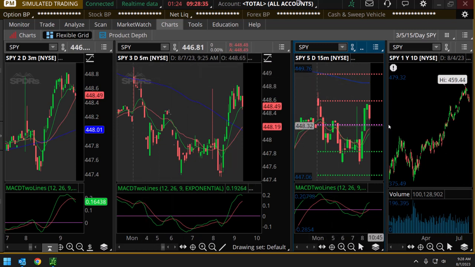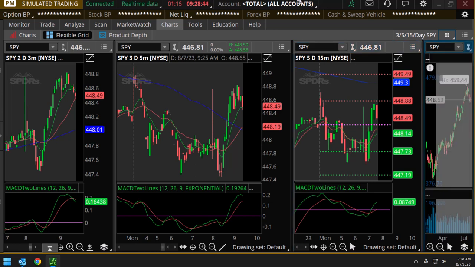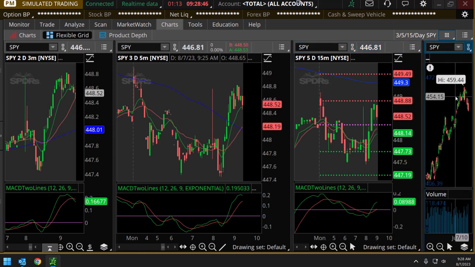I'll talk to you about pivot points later. And then I got a 1-year daily chart over here on the right, just so I can kind of see the overall trend of SPY. And as you can see, we've been on a little bit of an uptrend. Past couple of days we've been down, but the high was 459.44, so we've got a little ways to go to get back up there.